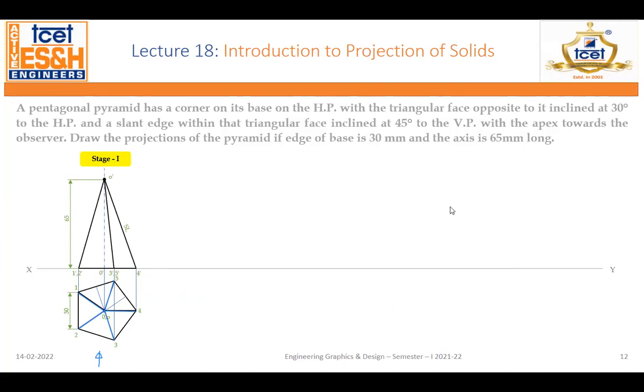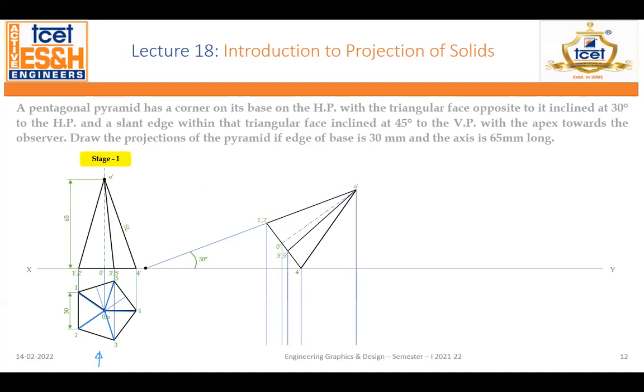What is the next part? In the next part, see what has been given now. Okay, let's pause here for a bit. Now you can see here what the question says. A pentagonal pyramid has a corner on its base. See, this is one of the corners. That corner has come onto the base. Okay, corner on HP with the triangular face opposite to it.